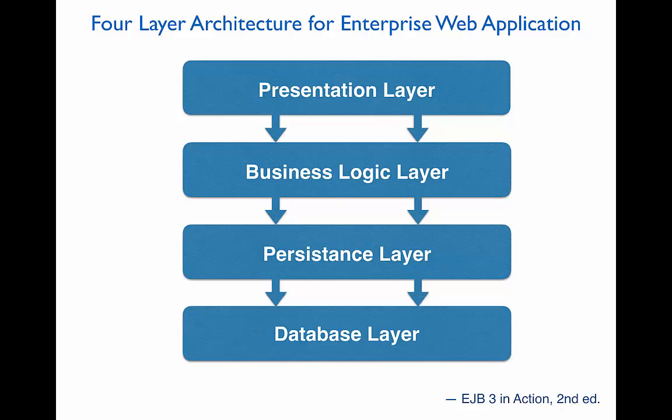In the book EJB 3 in Action, they discuss the technologies at the different layers. Java Server Faces is used in the presentation layer. Since we're not using the JSF framework, our presentation layer will consist of servlets and JSP. Enterprise Java beans comprise the business logic layer. Java Persistence API is used in the persistence layer, and a relational database management system is used in the database layer.